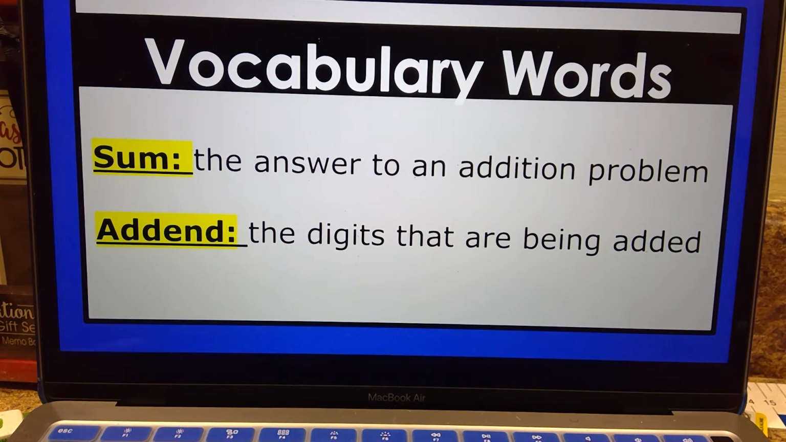Welcome back to day 2 of addition strategies within 20, boys and girls. Yesterday, we learned some important vocabulary words, and we're going to review them before we start our lesson.